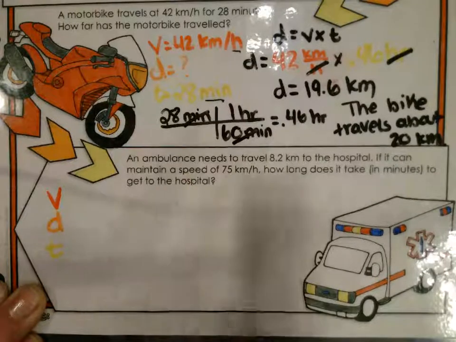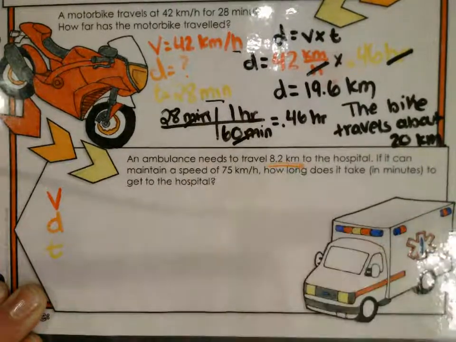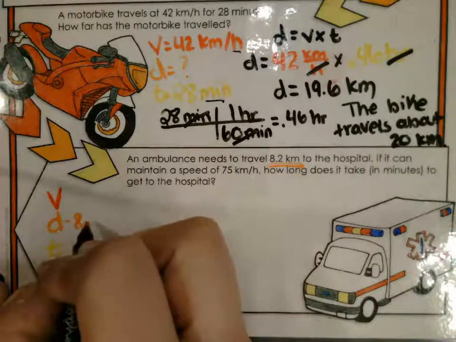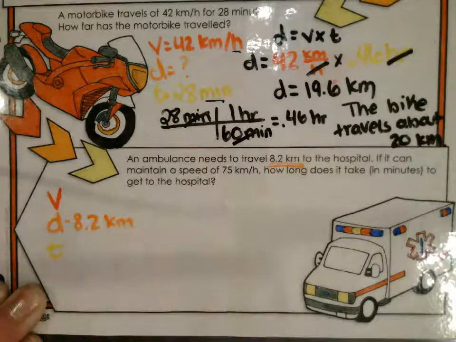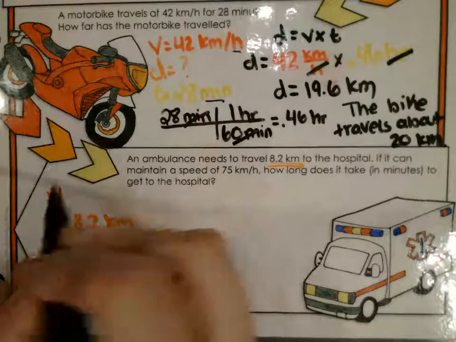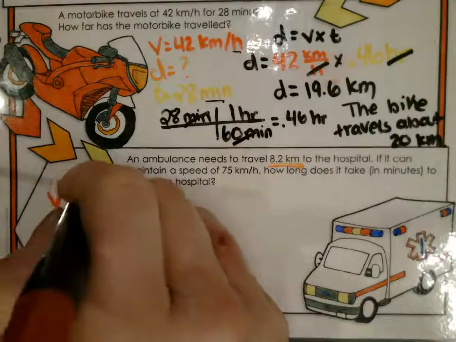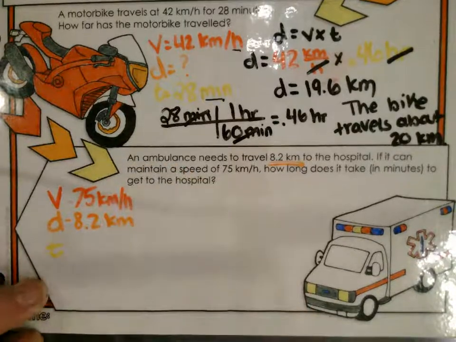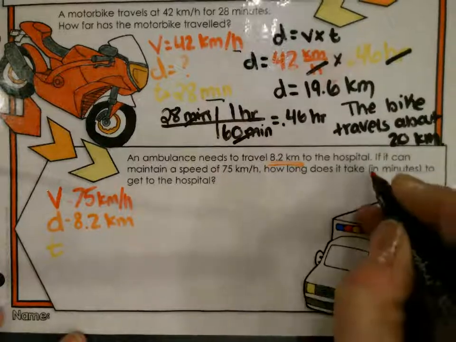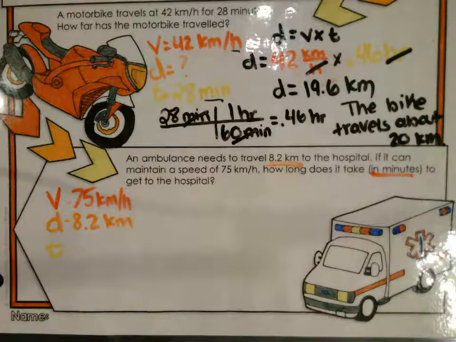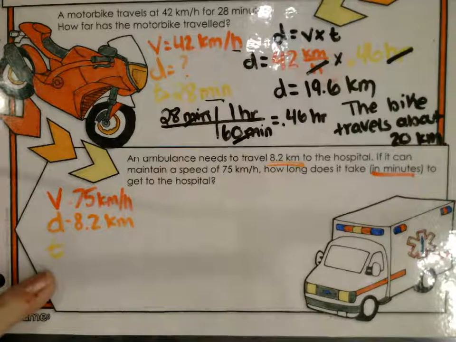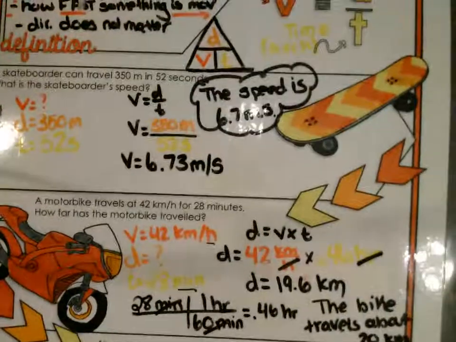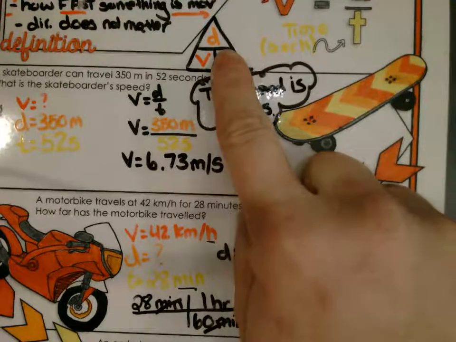All right, so it says an ambulance needs to travel 8.2 kilometers to the hospital. So our distance is 8.2 kilometers. If it can maintain a speed, oh, that was easy. It gave it to us in the exact same word, of 75 kilometers per hour. How long does it take in minutes? That's important to get to the hospital. So we're looking for time. We're going to cover up the t. So time is equal to distance divided by velocity or speed.